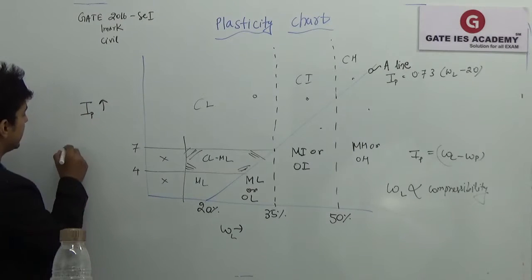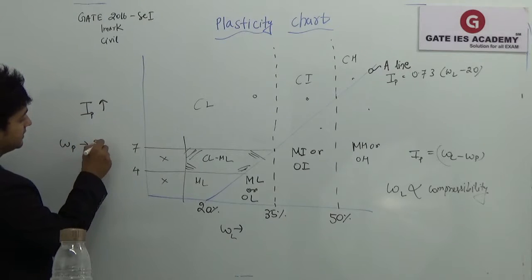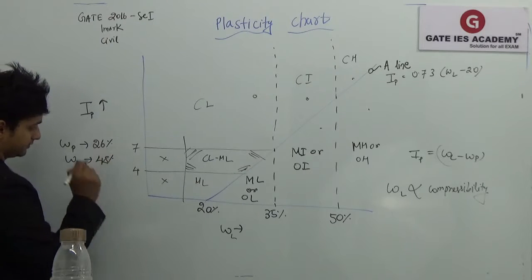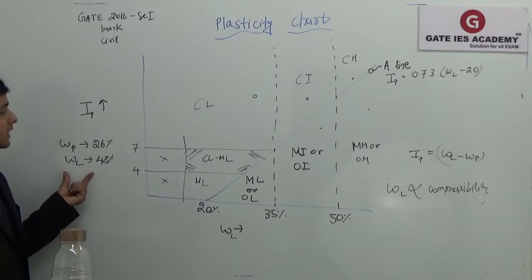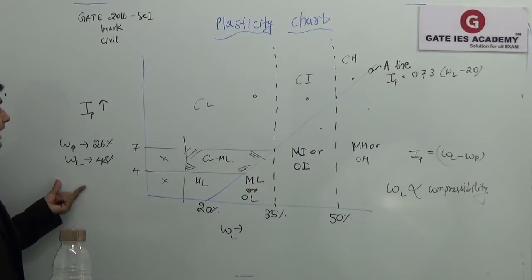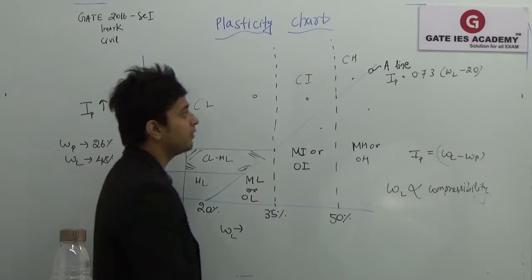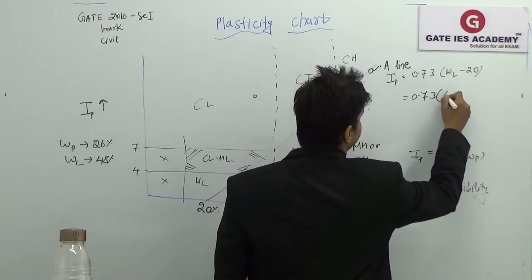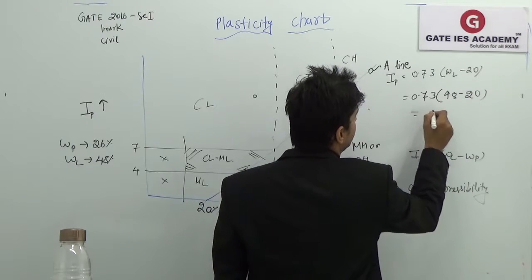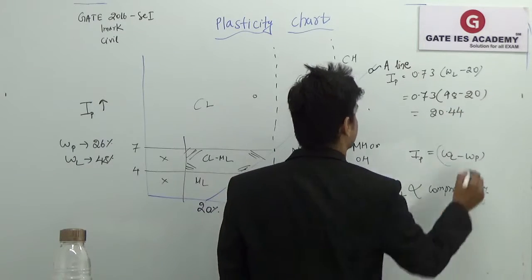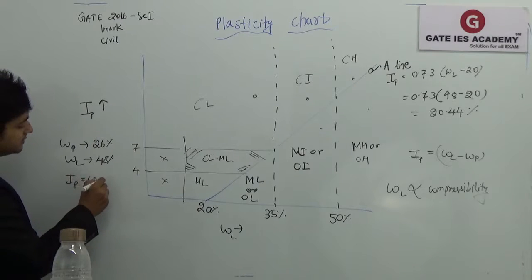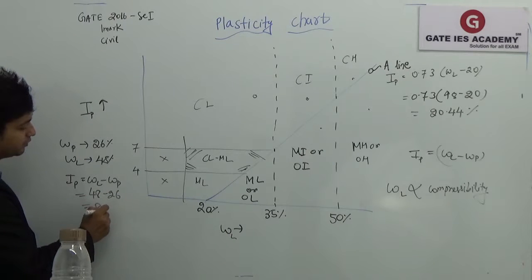So that means its WP is nothing but 26%, because plastic is between WL and WP, that is 48%. Okay, so now if I want to calculate my IP of A line, that will be nothing but 0.73 into (WL minus 20). What is WL? 48. Minus 20, that is coming out to be 20.44%. And actual IP, that is nothing but WL minus WP, is 48 minus 26, that is coming out to be 22%.